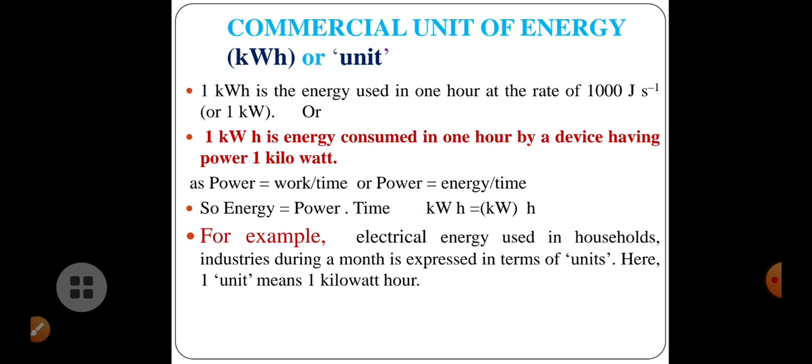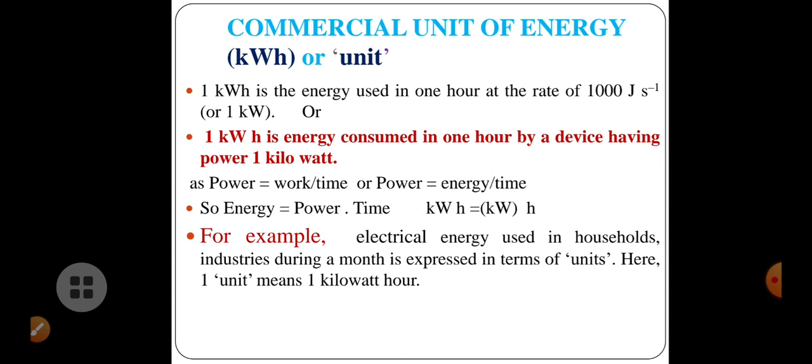It is known as unit. So how can we define commercial unit of energy? This definition is given in your NCERT, that 1 kilowatt hour is energy used in 1 hour at the rate of 1000 joule per second or 1 kilowatt. Or simply just see here first of all that power means work by time, as we discussed. Now power is equal to energy by time.